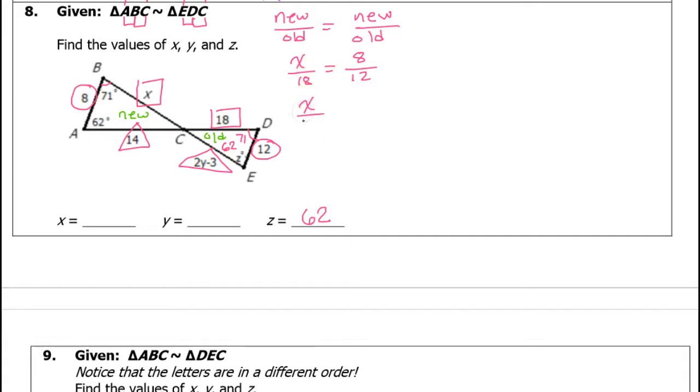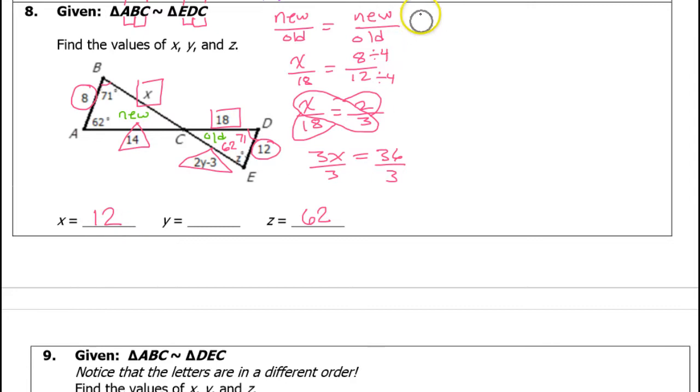So first thing I'm going to do is reduce, because I like smaller numbers. Both of these are divisible by 4. So this reduces down to 2/3. Now I will cross multiply. So that's going to give me 3x. And when I do this diagonal, that gives me 36. And then if I divide both sides by 3, that gives me 12. So x is equal to 12.